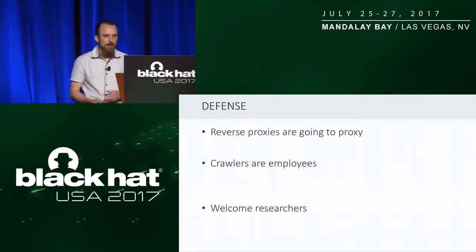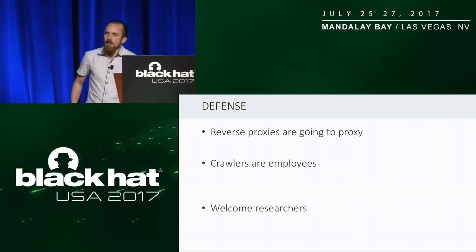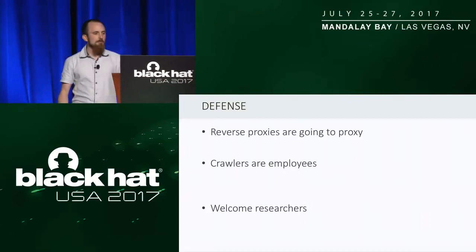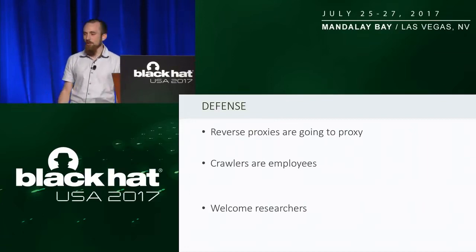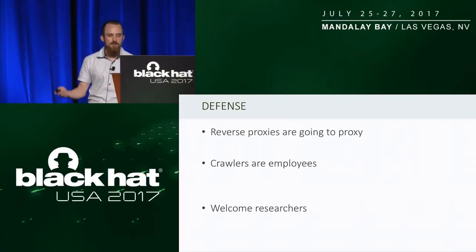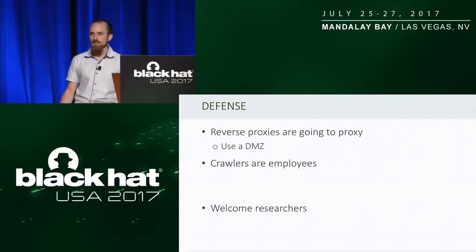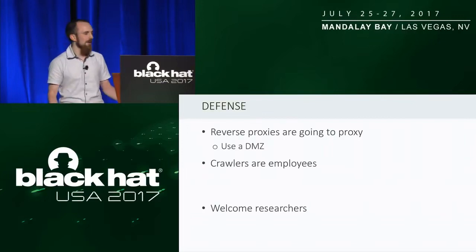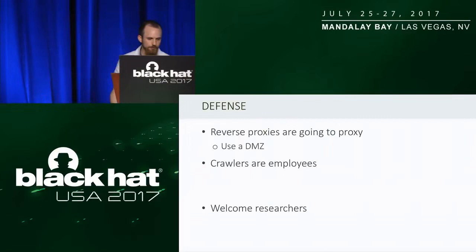So, how do you prevent these attacks? Well, as far as the reverse proxy attacks go, I think you just have to acknowledge that reverse proxies are designed to proxy traffic. So they're going to proxy traffic, and it only takes a tiny bug to make them proxy traffic to the wrong place. As such, they should be put inside a demilitarized zone where they don't have access to anything sensitive, where they don't have access to unauthenticated administration panels.